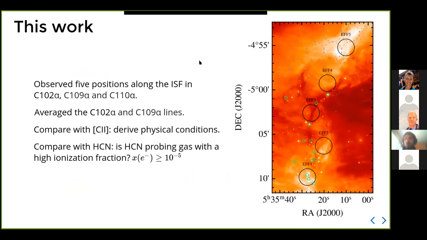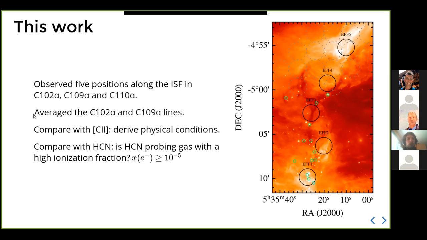So we targeted these 5 regions in carbon radio recombination lines, in particular at 5 gigahertz. We observed 3 lines because that's what we can do with the Effelsberg backends: the 102 alpha, 109 alpha, and 110 alpha carbon lines. This just means that these are transitions where you have, for example, a carbon atom transitioning from 103 to 102. That's the alpha in the name. So these are the brightest transitions.